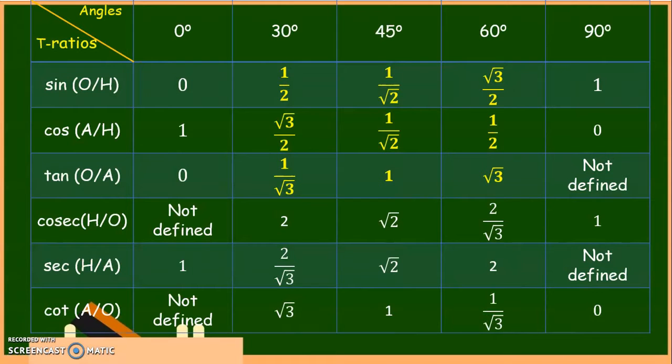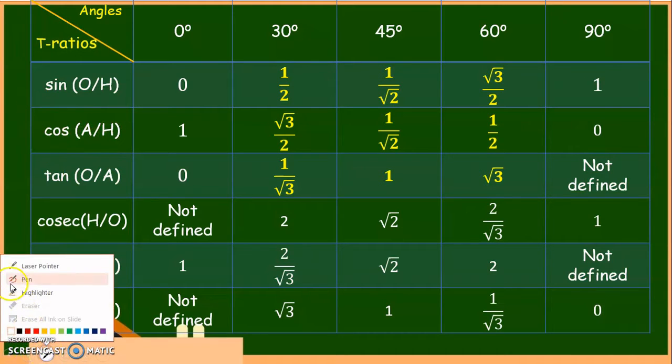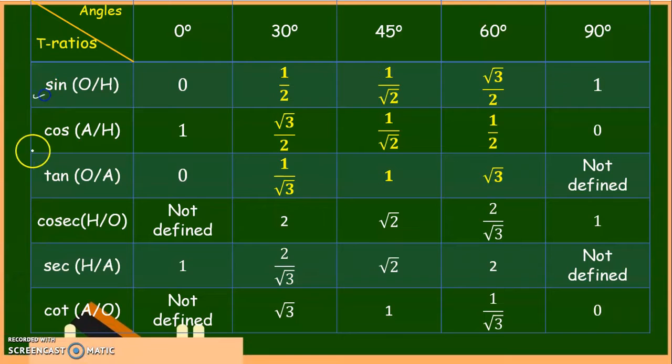And the last thing that we must know to solve any questions based on trigonometry is some values of trigonometric ratios. We must know the values of sine, cos and tan. We already know the formula: sine is opposite side divided by hypotenuse, cos is adjacent side divided by hypotenuse, and tan is opposite side divided by adjacent side. And this highlighted value you must know.